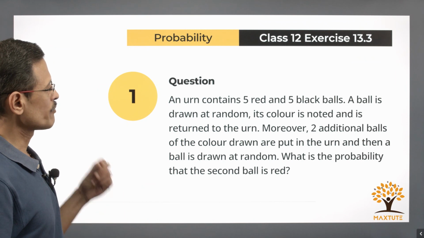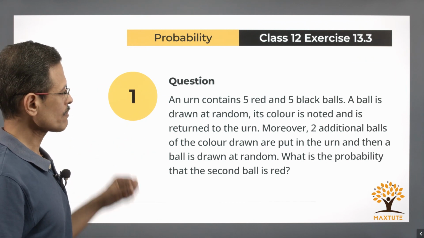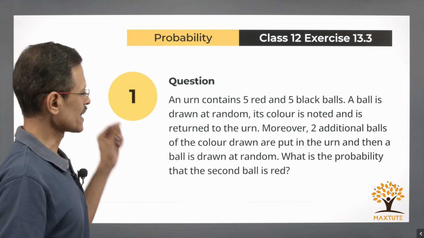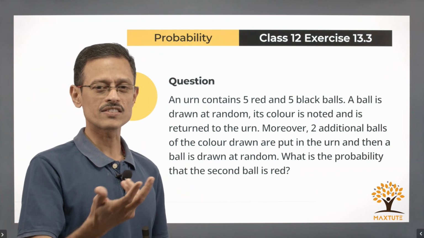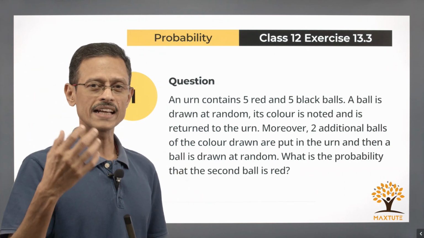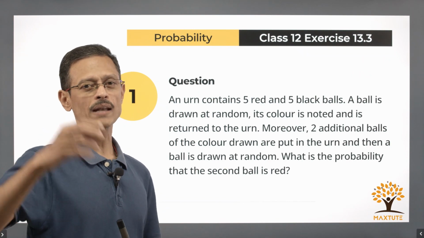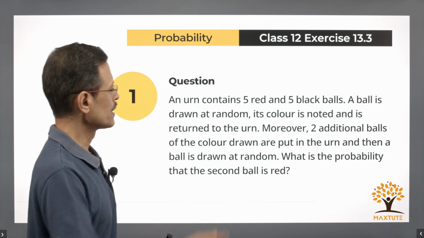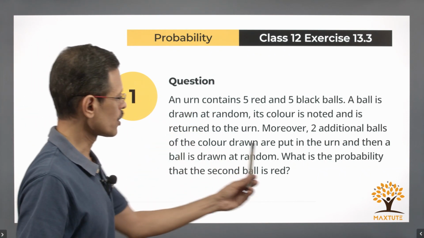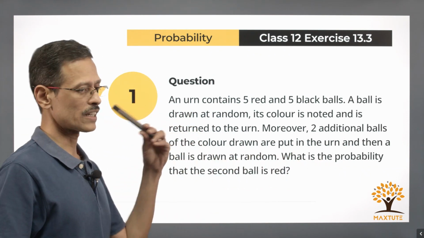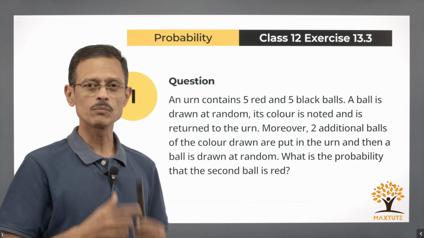An urn contains 5 red and 5 black balls. A ball is drawn at random, its color is noted and is returned to the urn, right? We're taking a ball, seeing what the color is, black or red, we're putting it back. So at the end of this exercise, we'll still have 5 black, 5 red balls in the urn. Moreover, 2 additional balls of the same color drawn are put in the urn, and then a ball is drawn at random.